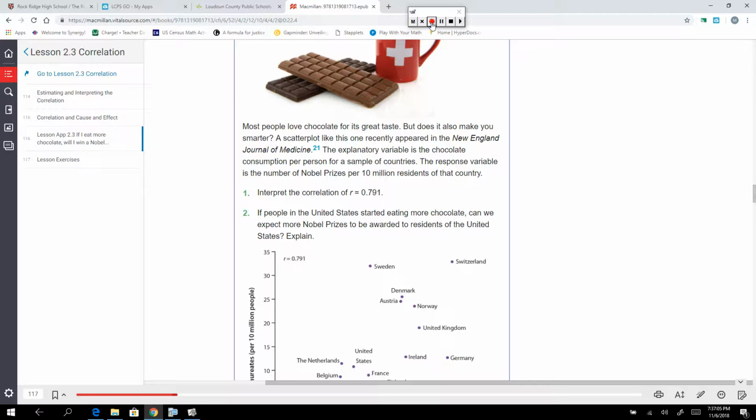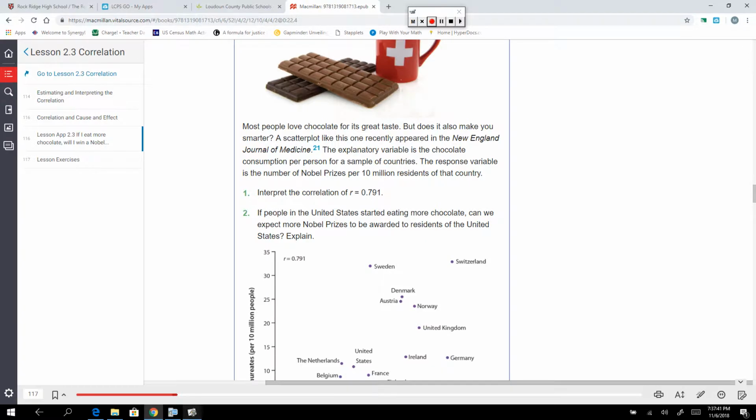And our first question is, if there was a line of best fit calculated for this, and it had an R value, a correlation of 0.791, how do we interpret that? Now, put aside whether or not you believe that eating more chocolate causes countries to get more Nobel laureates. Put that aside and just look at the correlation. This is a fact. There is a correlation between chocolate eating and Nobel laureates, and that correlation has an R value of 0.791. We need to interpret that.